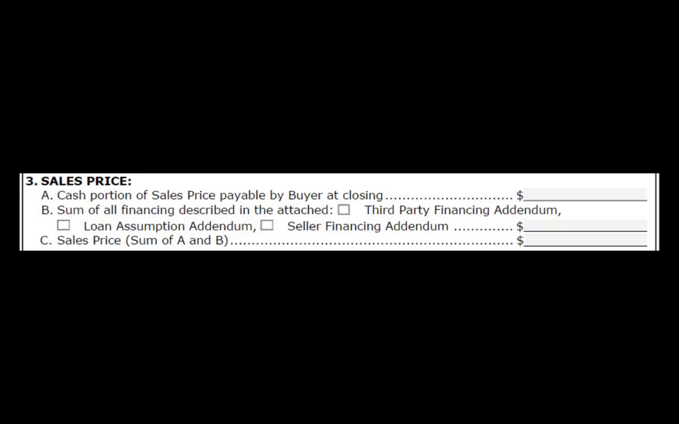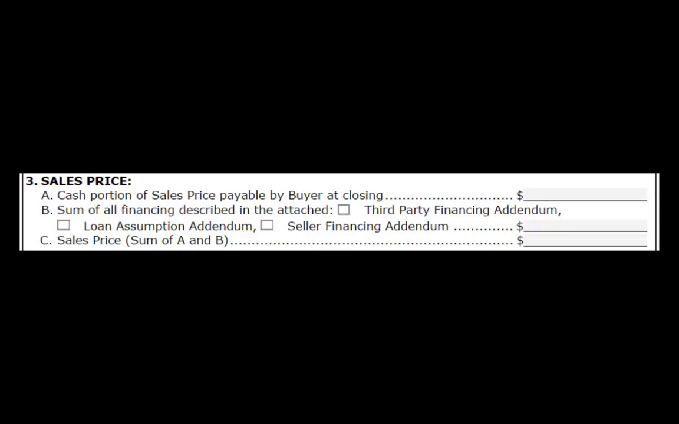This gives you the option to select the type of financing that's going to be used, and it references an addendum that corresponds with that type of financing, which you need to attach to the contract and which describes that type of financing in detail. The one that you're going to use the most, on almost any transaction that contains financing, like a mortgage, is the box that says third-party financing addendum.